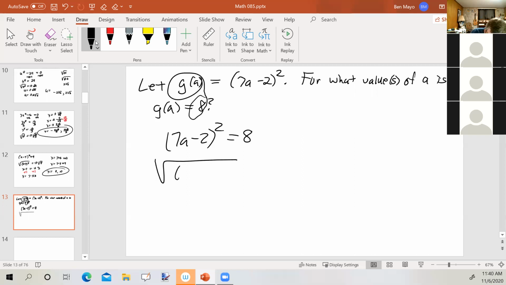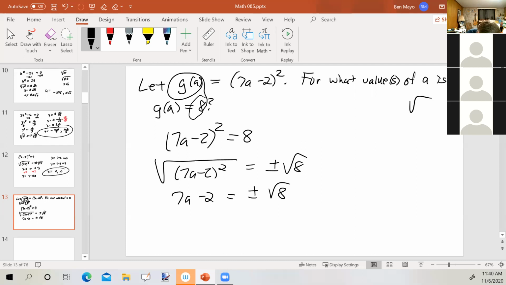Okay, so now taking the square root of both sides. Don't forget the plus or minus. We get 7a minus 2 equals plus or minus the square root of 8. I need to solve for a, and I need to simplify the radical. I'm going to go ahead and simplify the radical first. The square root of 8 is the square root of 4 times 2, which is 2 square roots of 2. So this becomes 7a minus 2 equals plus or minus 2 square roots of 2.